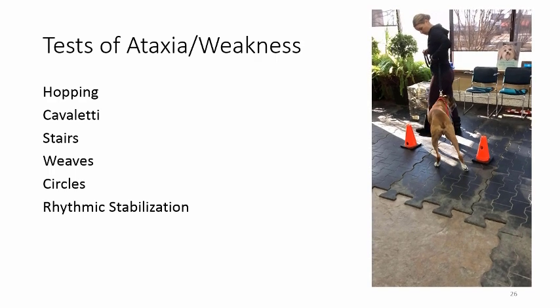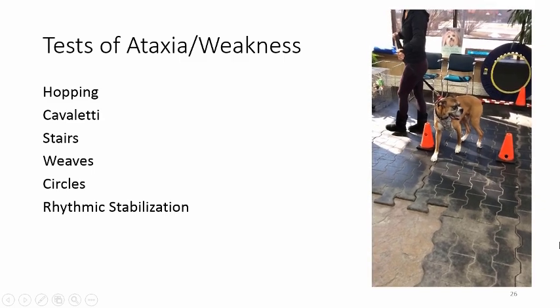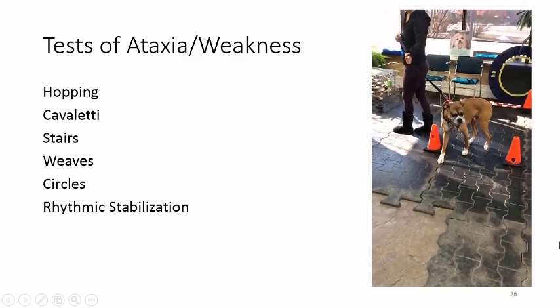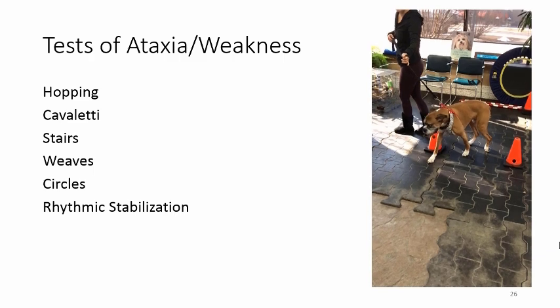I like to use weaves and circles, because if we have a dog who is weaving and circling, then we're forcing them to weight shift, and a lot of times we can then see the weak limb, or we can see ataxia that way. Rhythmic stabilization is an exercise where we put our hand on one side of the pelvis and see if we can push the dog over.